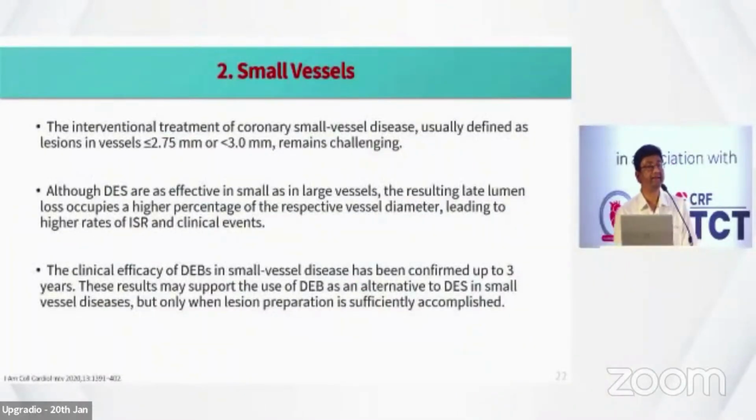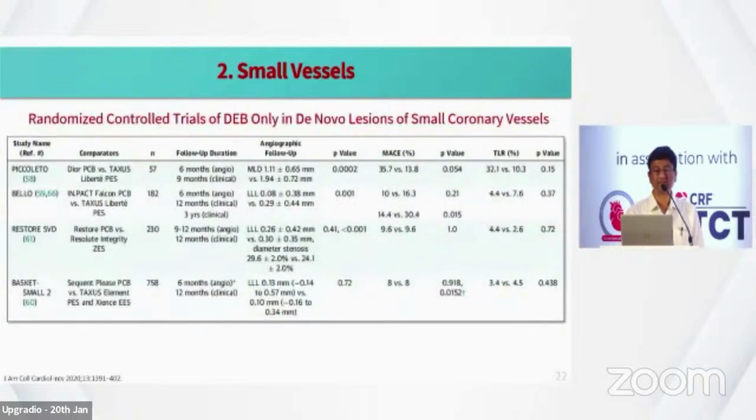Another expanding indication is small vessel disease. Nowadays we are doing so many multi-vessel angioplasties. Small vessel disease, with vessels less than 2.75, some say up to 3, remains challenging. But of course, the world is divided. We have seen that DES technology, even at 2.5, 2.75 or 3 mm, is of course a good choice, but people are moving in small vessels.